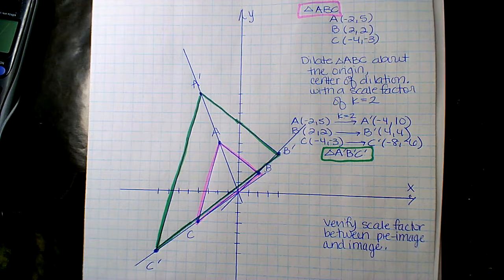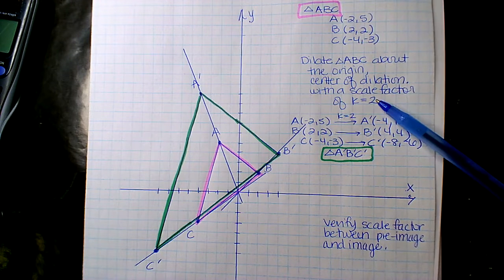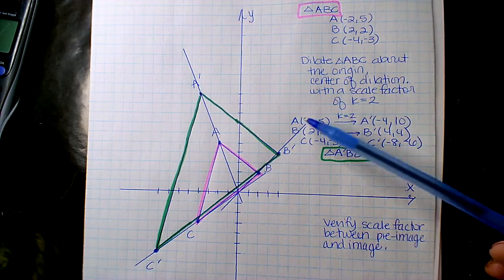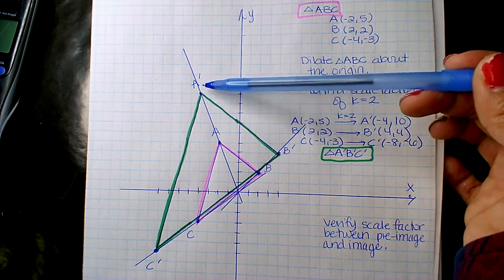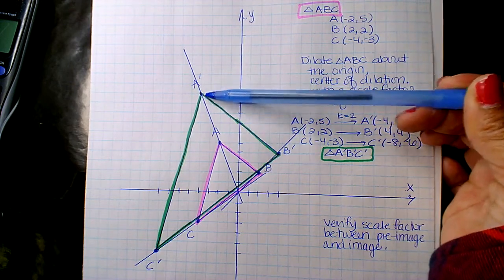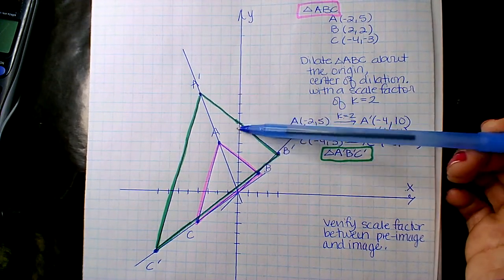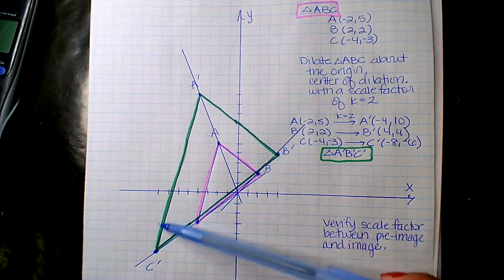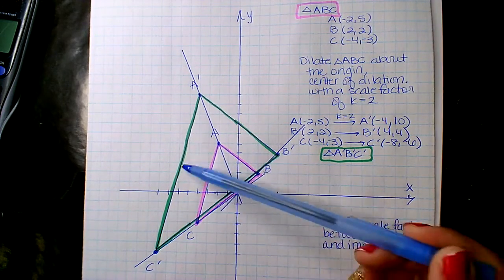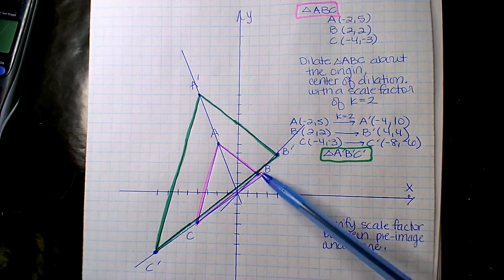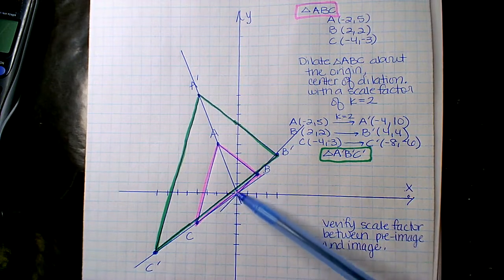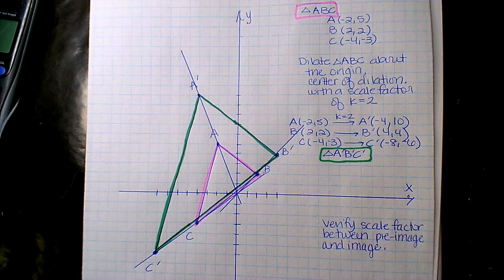All right. So to verify the scale factor, we're going to prove the 2, which means we're going to show that this image and pre-image has a ratio of 2. This pre-image image has a ratio of 2. And then this one that you can barely see has a ratio of 2. So it's a lot of Pythagorean Theorem. So here we go, and we'll count.